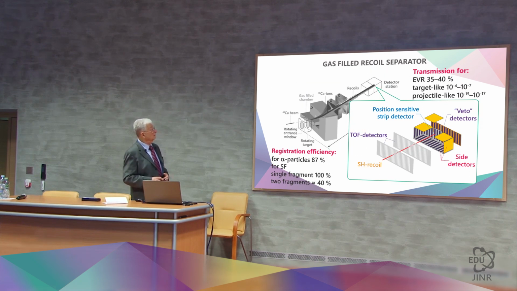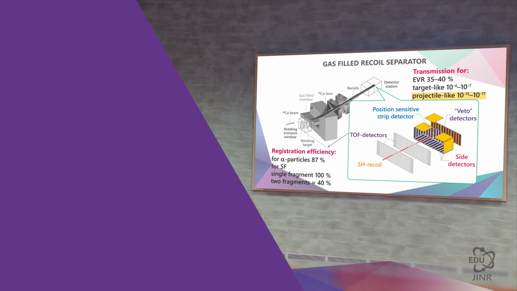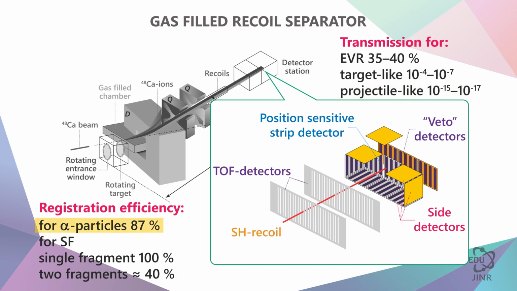So, what is the result? We have the transmission of the nuclei we are interested in, 35 to 40%, and we suppress the nuclei we are not interested in by 4 to 7 orders of magnitude in the separator. We almost completely suppress the beam, and the registration efficiency of the alpha particle was 87% in this container. The efficiency of spontaneous fission for a single fragment was 100%, and for 2 fragments, it was 40%.